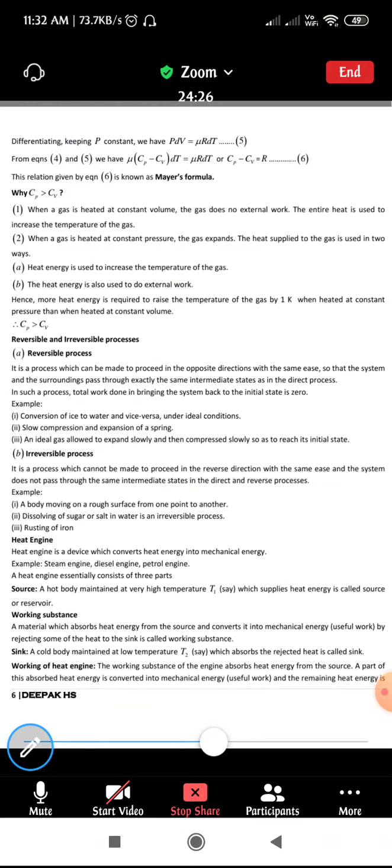So this is regarding the reversible and irreversible process. So next is regarding heat engine.